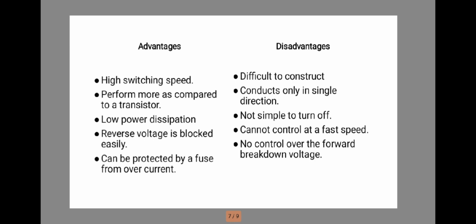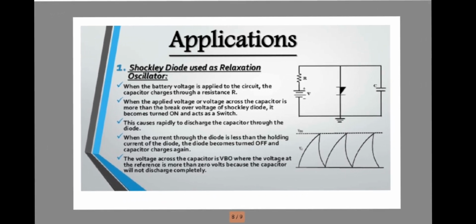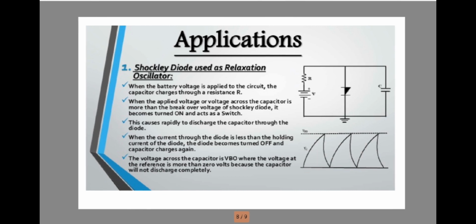It cannot be controlled at a fast speed. It does not include any controlling terminal. There is no control above the forward breakdown voltage. Shockley diodes are used mainly for switching applications. The two main important applications of Shockley diodes are relaxation oscillator and triggering switch, as discussed below.